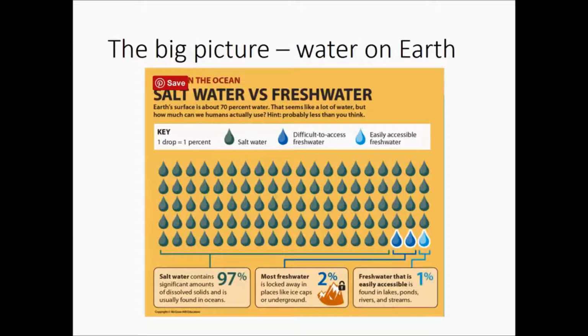Here's just another graphic to show you the breakdown of that water again. If you look at the dark green colored water droplets here, that is all salt water. And then you get down here to this 3% that is fresh water. You can see those two right here, that's mostly fresh water, but that's locked up as ice caps or as groundwater. And then that one little leftover raindrop is the easily accessible water. And that's where, like I said before, we get the majority of our water for human consumption.